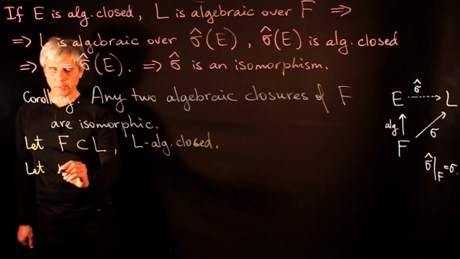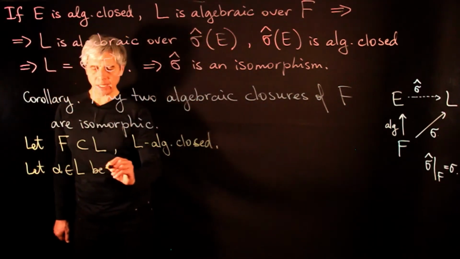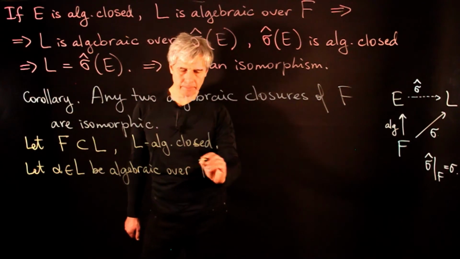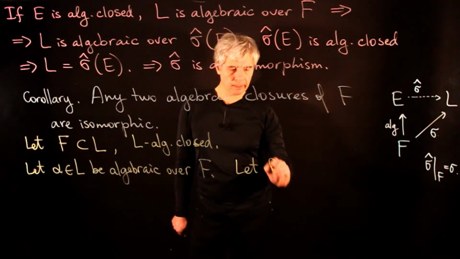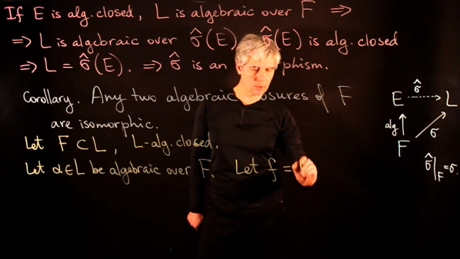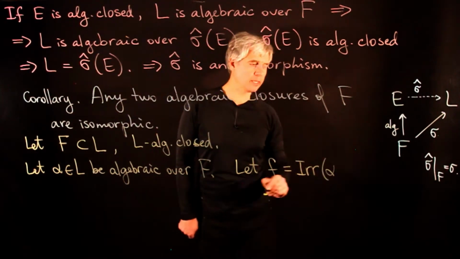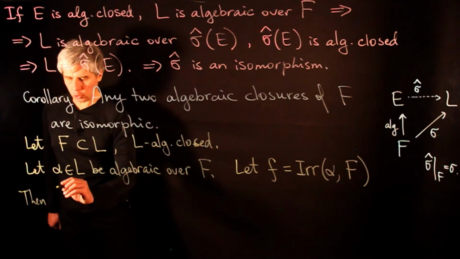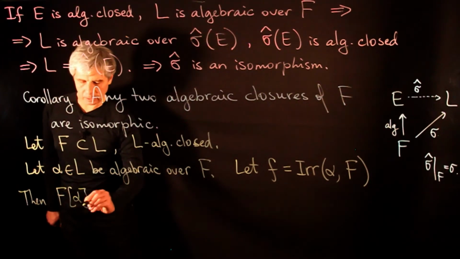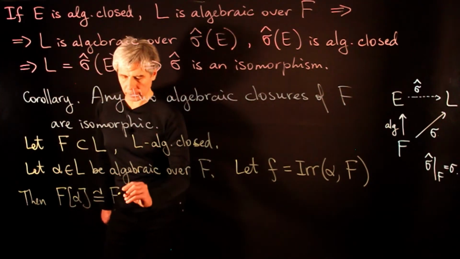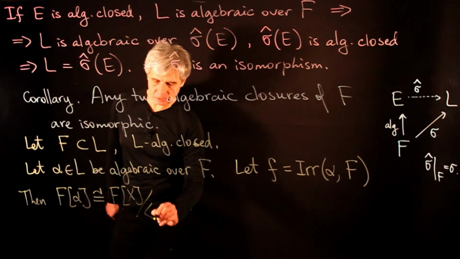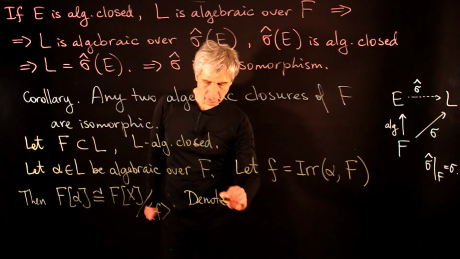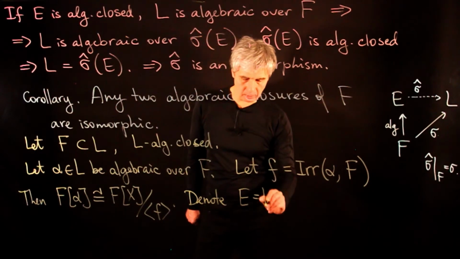And let element alpha in L be algebraic over F. So let polynomial f be the irreducible polynomial that has alpha as a root and with coefficients in F. Then we know that if we adjoin alpha to F, then the result is isomorphic to the quotient of the ring of polynomials by the ideal generated by f. Now let us denote this field extension by E. So E is F of alpha.